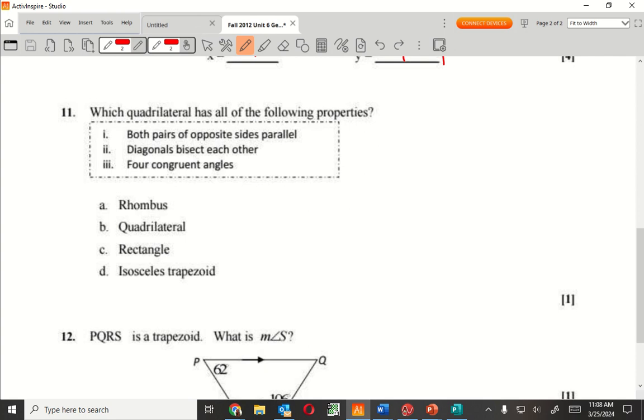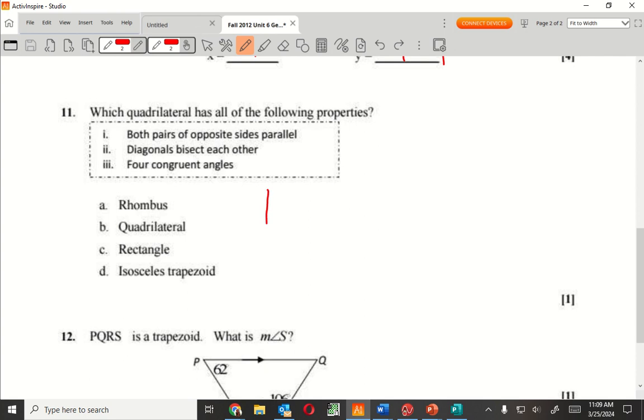There's 4 congruent angles. It's B. And let's look. I'm not saying you're wrong. Don't erase it. Okay, 4 congruent angles. That means that each of the angles is right. Diagonals bisect each other. And then both pairs of opposite sides are parallel.